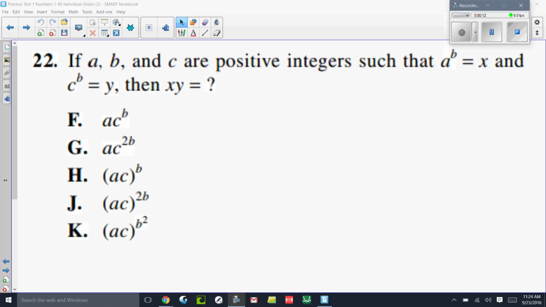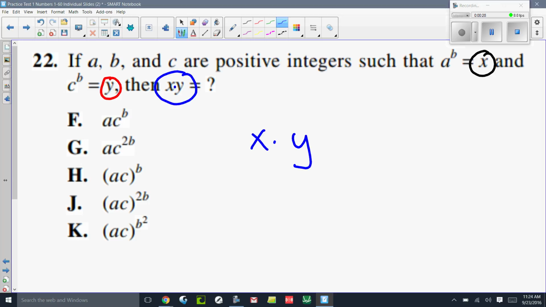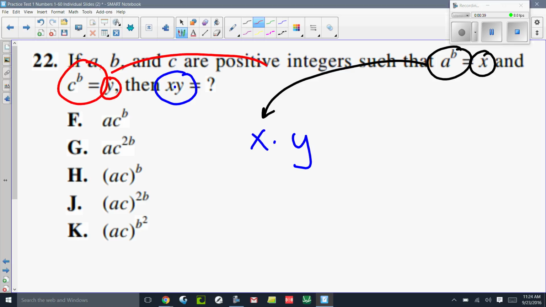In this problem, it gives us a definition or an expression that represents x and an expression that represents y. The ultimate goal here is to figure out what x times y is equal to. So if I wanted to, I could take x times y. I'm simply going to substitute these values in. In for x, I'm going to take a to the power of b, and in for y, I'm going to take c to the power of b.